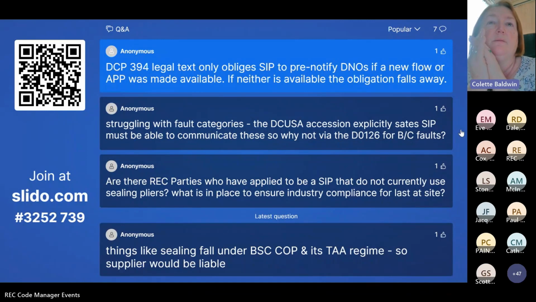So the DNOs are happy not to receive pre-notes until either an app or a new market message is made available. So that's a statement of fact.